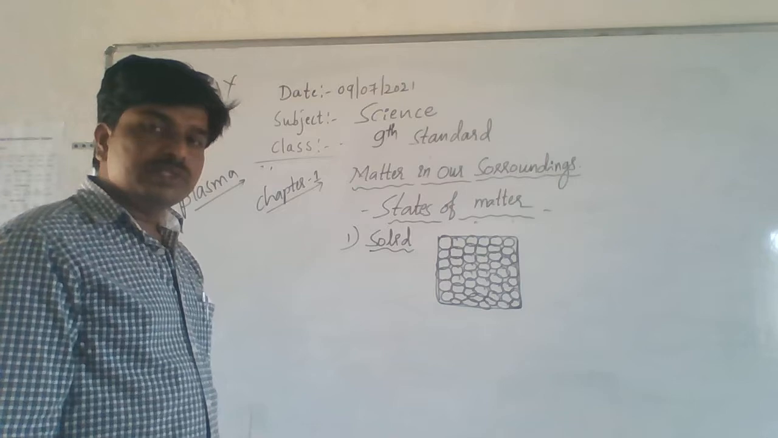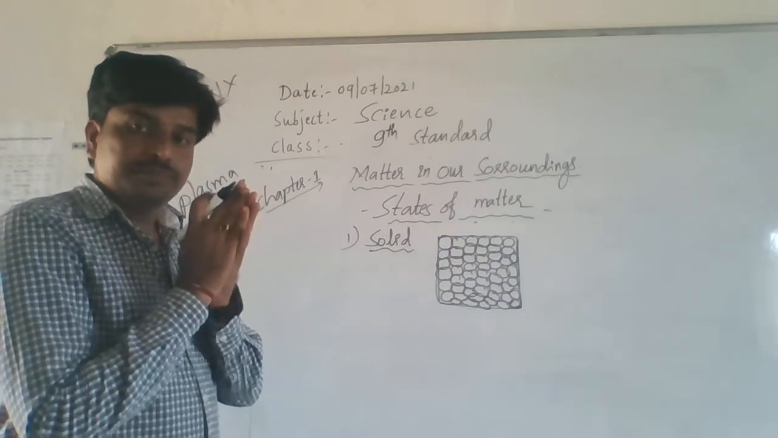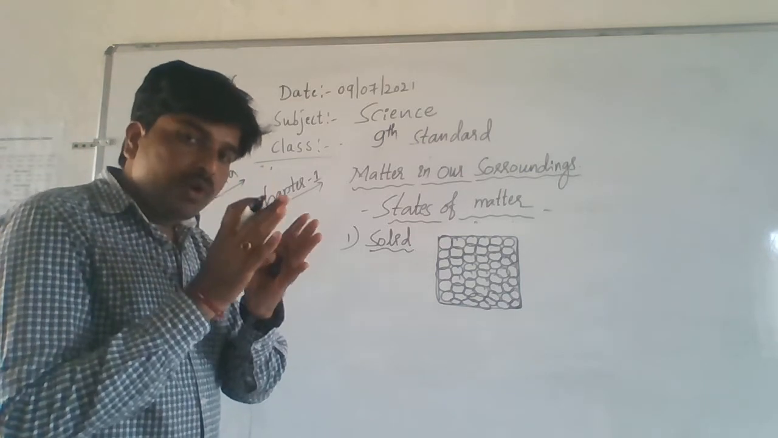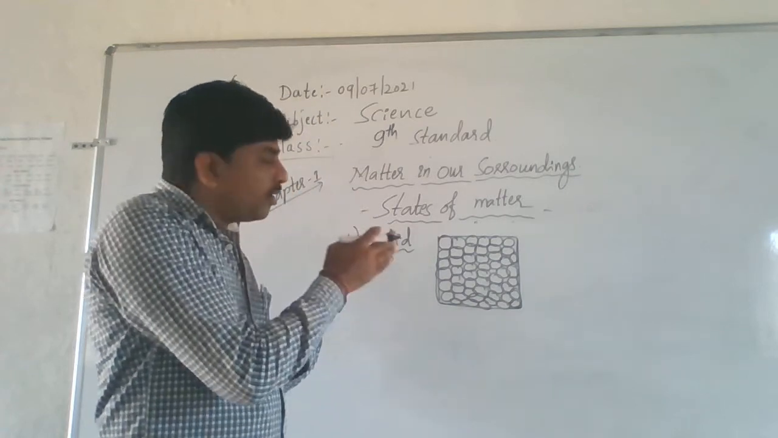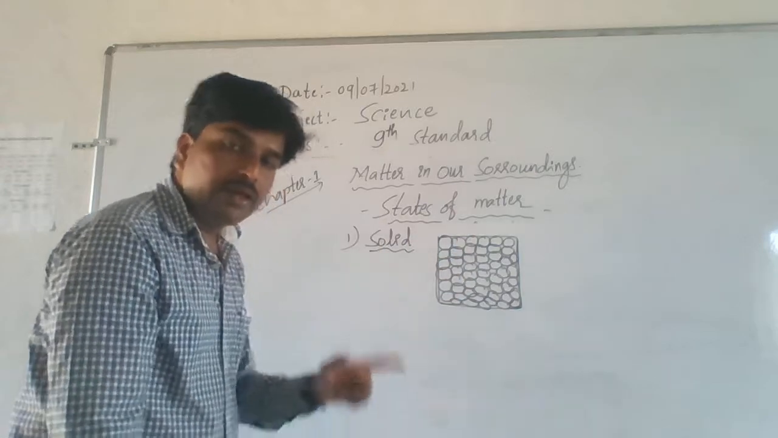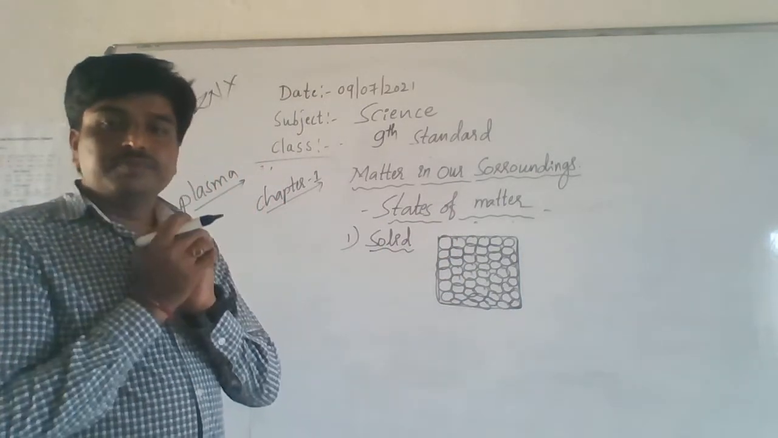Hence we say solids have a definite shape. Why? Because of this arrangement of particles. Particles are systematically arranged in a solid material. Hence solids have a definite shape.